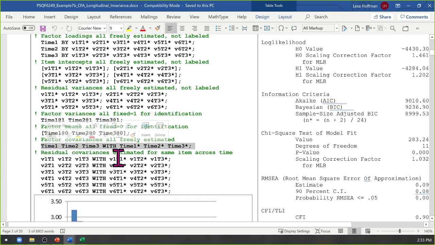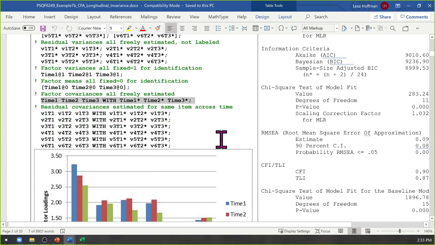This WITH line right here, that is giving me all possible covariances among my factors. So rather than writing them out in each pair, this is a shorthand. If you list a series of variables with WITH and then the same series of variables, it's all possible combinations. So that can save you some time.